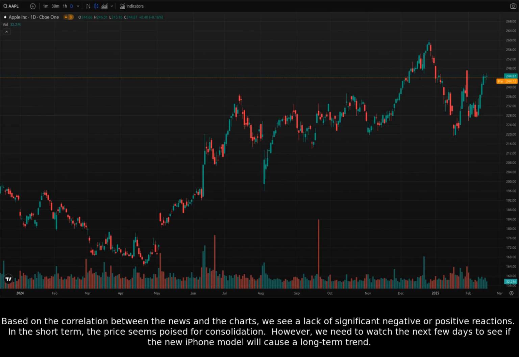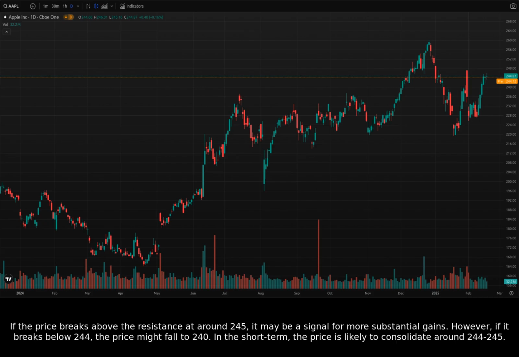Based on the correlation between the news and the charts, we see a lack of significant negative or positive reactions. In the short term, the price seems poised for consolidation. However, we need to watch the next few days to see if the new iPhone model will cause a long-term trend. If the price breaks above the resistance at around 245, it may be a signal for more substantial gains. However, if it breaks below 244, the price might fall to 240.